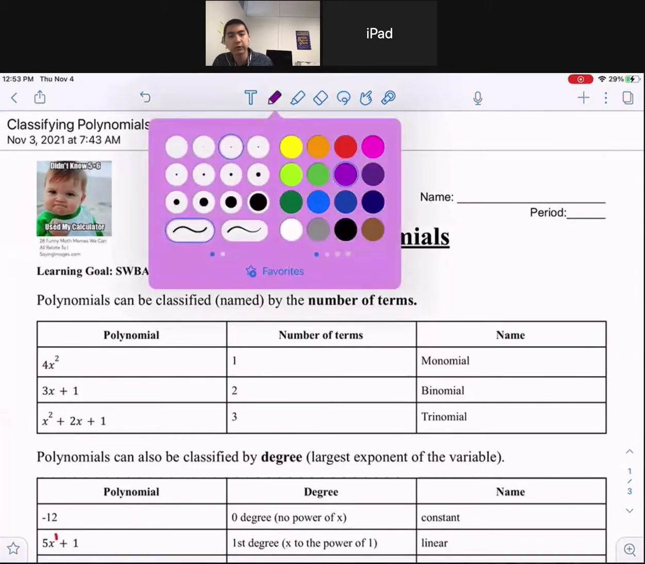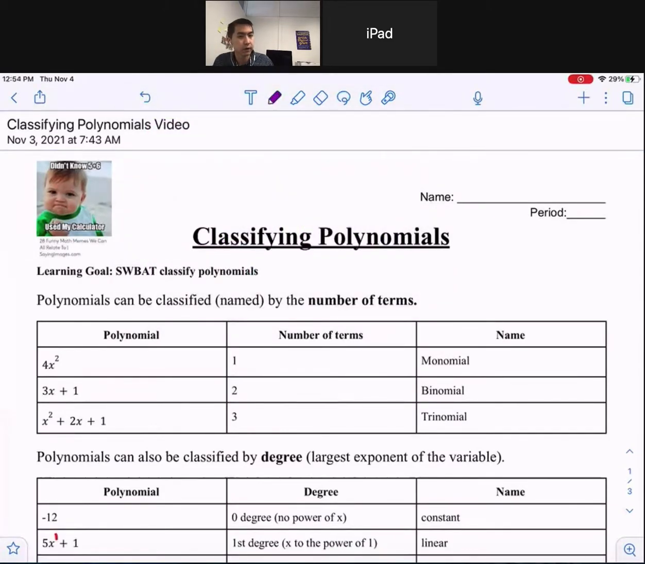Hey guys, so here's your lecture on classifying polynomials. Okay, so learning goals: students will be able to classify their polynomials. So polynomials can be classified by the number of terms.